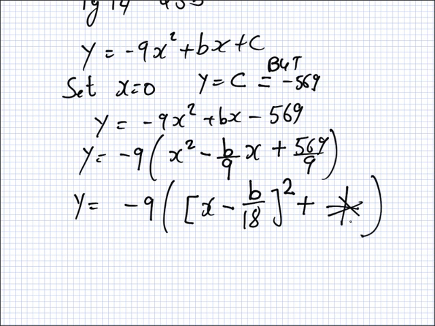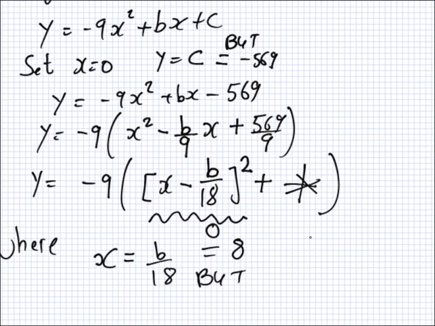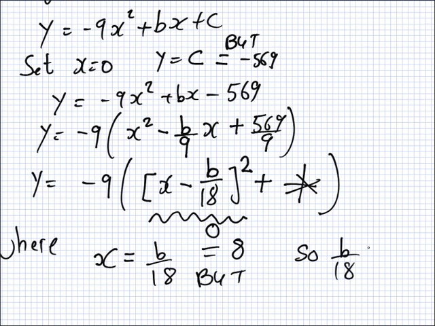The reason I don't care about this number is I have everything I need to know right here. Where is the minimum? Where this is 0. So x is equal to b over 18. But what did I tell you the x value is? 8. So b over 18 equals 8. That means b equals 8 times 18, which is 144.